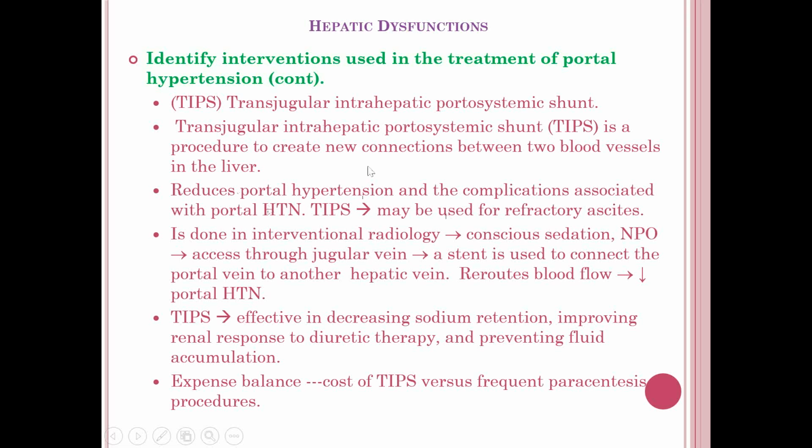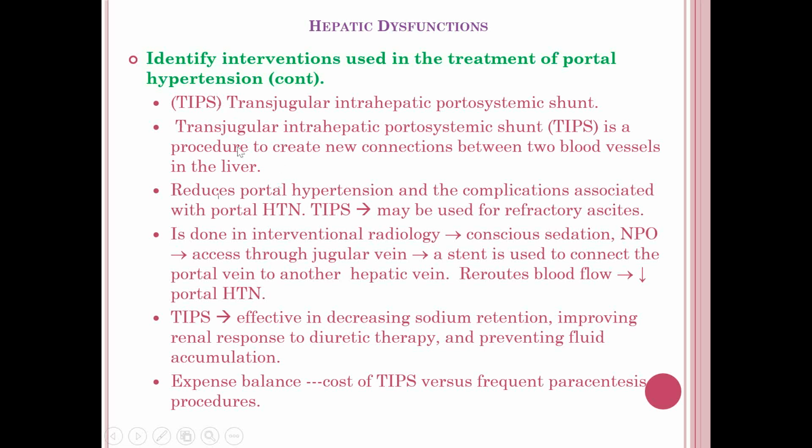Now, if there is continued problems, as in the propranolol doesn't control the portal hypertension well enough, and this patient is undergoing frequent paracentesis procedures because of the fluid collection inside the abdominal area, then they can do kind of a more permanent treatment, and that's called TIPS, transjugular intrahepatic portosystemic shunt.